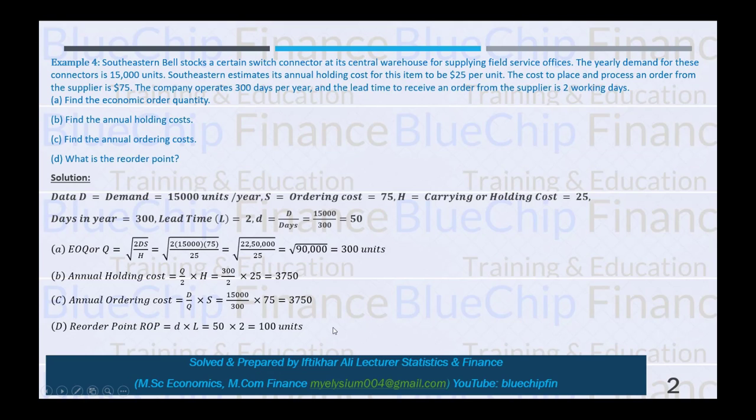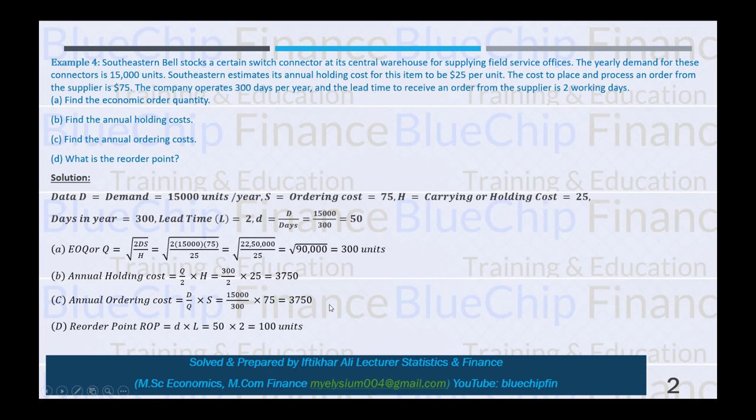So reorder point, why do we calculate reorder point? It tells us that when your units remain 100, you should initiate the next order to avoid the shortage of inventory. So there are 4 different requirements of the question, so we calculated them here.